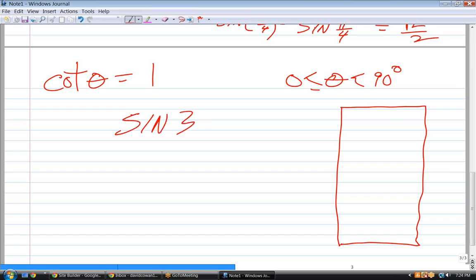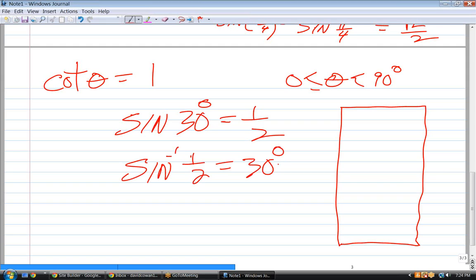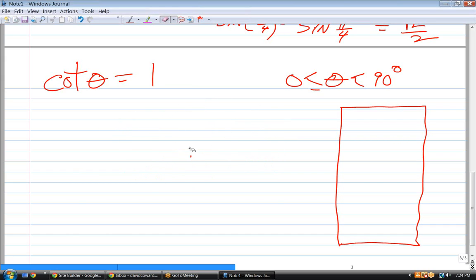The sine of 30 degrees is equal to 1/2 by definition means that the inverse sine of 1/2 equals 30 degrees. We take the trig function of an angle, we get a number. If we take the inverse trig function of a number, we get an angle. So they want us to solve for theta, right?